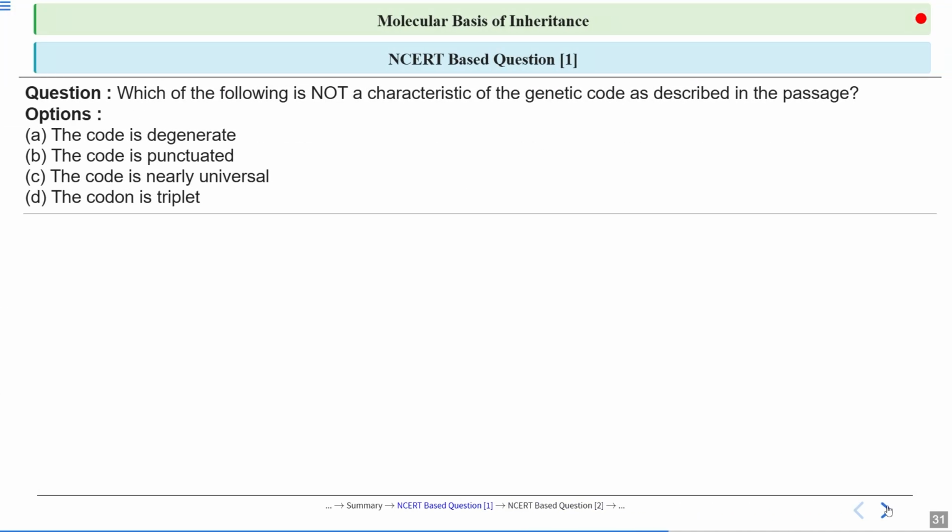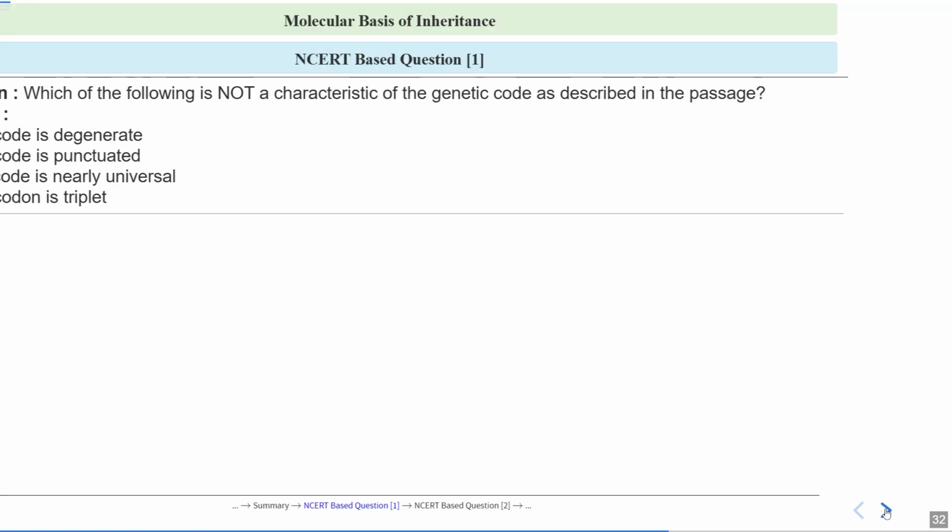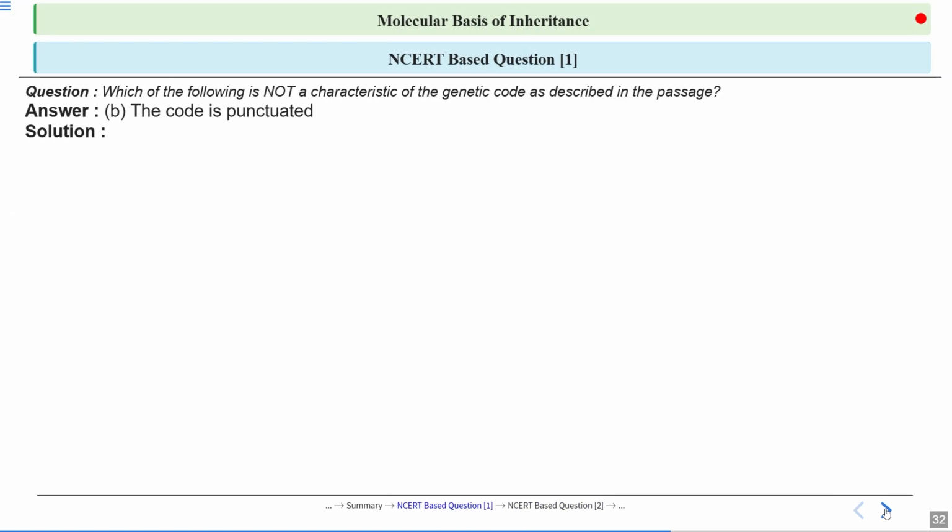Now there are some NCERT based questions. Let's see the first question: which of the following is not a characteristic of the genetic code as described in the passage? The options: the code is degenerate, the code is punctuated, the code is nearly universal, or the code is triplet. We know the answer is the second: the code is punctuated.